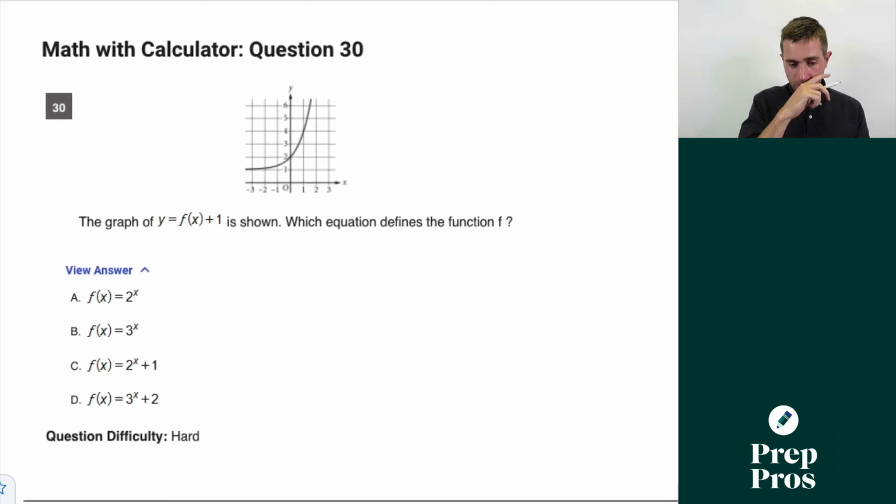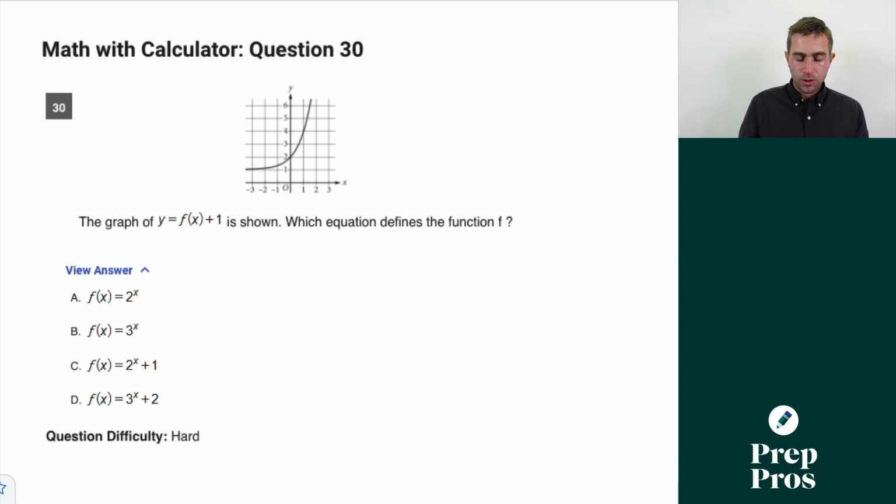All right, question 30 here. The graph of y equals f of x plus 1, so it's going to be a shift up 1 of our f of x here. Which equation defines the function f? So what I always like to do with these is start by plugging in some really easy points. And here we get 2 easy points I could pick. One is when x equals 0, we're going to see an output, and when x equals 1, we're going to see an output.